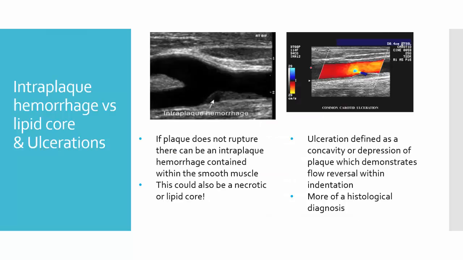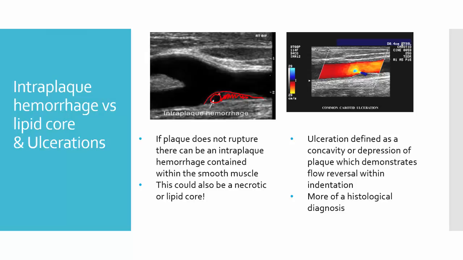Let's have a look at this plaque on the left-hand side of the screen. I'm just going to outline this smooth-walled homogeneous plaque. We can see low echogenicity in this area with an echolucent area. This can be that intraplaque hemorrhage that I talked about earlier and is contained within that smooth muscle. This could also be a necrotic or lipid core, fatty content. Until that atheroma is removed, we don't know the difference. It appears the same on ultrasound.